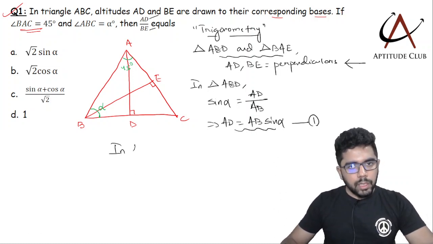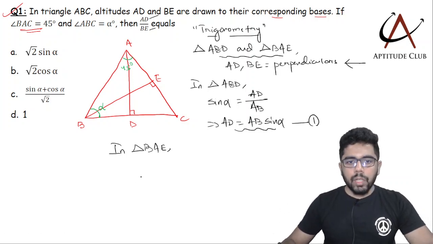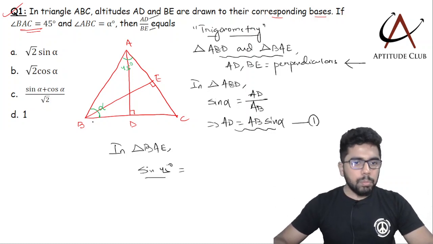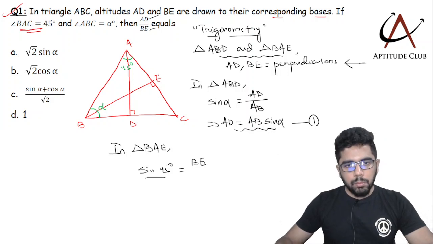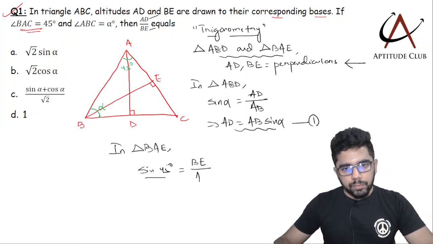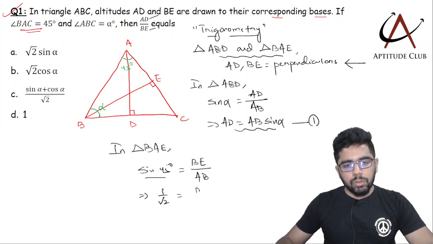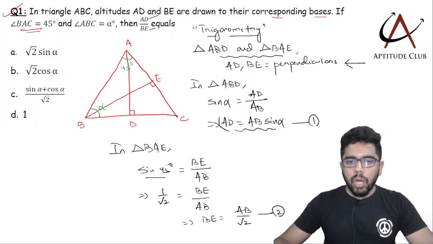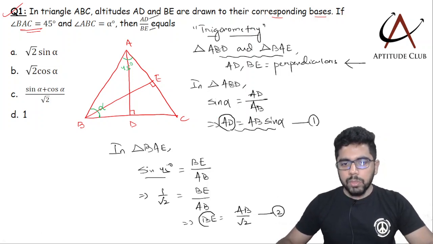Similarly, if I take the other triangle, in triangle BAE, again I can take sine of 45 degrees. Sine 45 degrees is perpendicular BE by hypotenuse, so BE by AB. Now sine 45 degrees is 1 by root 2, so this is basically BE by AB, or I get BE is like AB divided by root 2. So I individually got how much is AD and how much is BE.